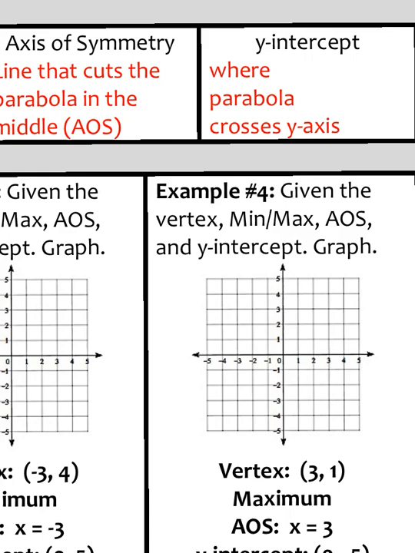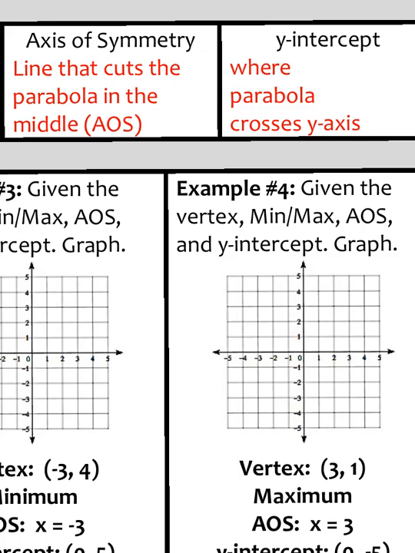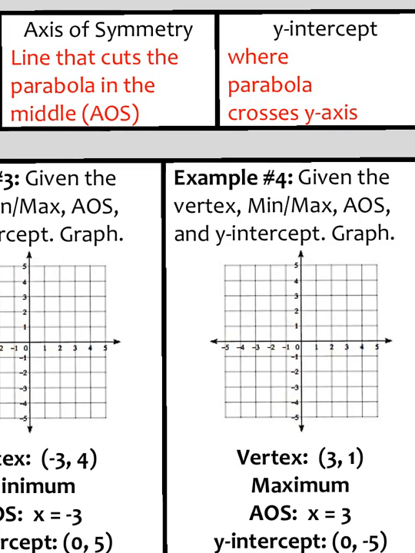Then we have axis of symmetry and y-intercept. Axis of symmetry, or AOS, as you'll hear me say a lot, is the line that cuts the parabola in the middle. We use that information for other stuff, but I'll show you how to find that. And the y-intercept is where the parabola crosses the y-axis. So in drawing, I'm very slow with this stylus. Not the vertex area, but this is where it's crossing that y-axis. And we're going to need to find those coordinates here.